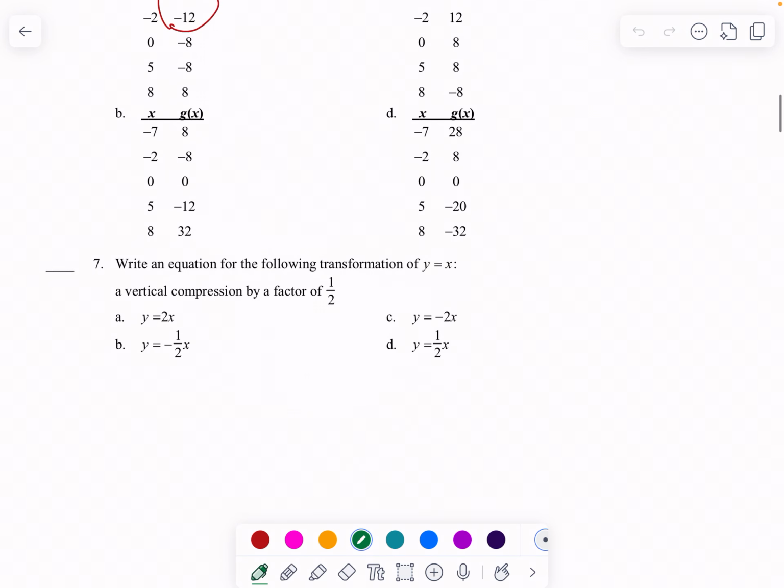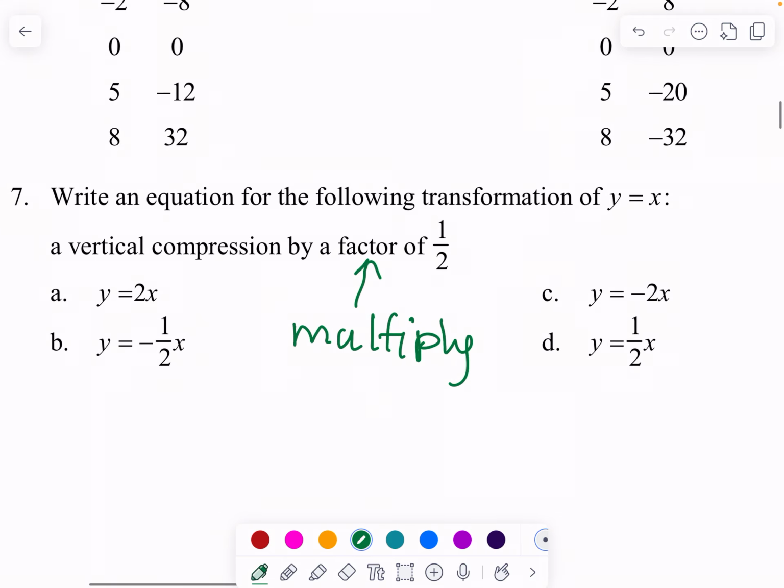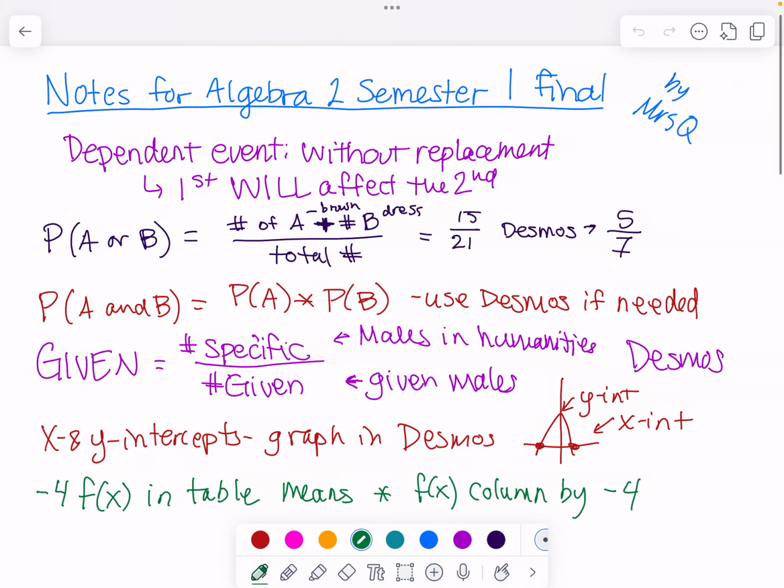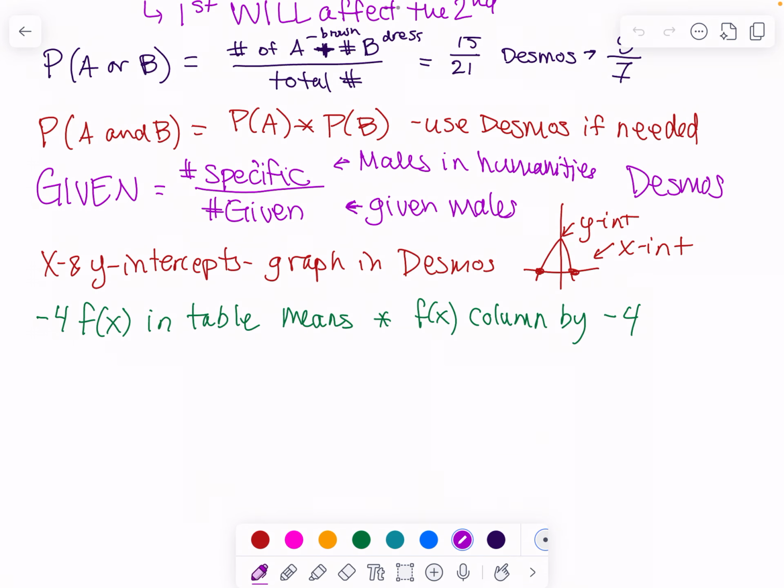Okay, write an equation for this. So this is what you need to know for this: if it says factor, that means multiply. So we're going to multiply by 1/2. So the answer would have to be D. So what I would put on my notes is, if it says factor, a factor means multiply. So we're just going to leave it like that. Okay.